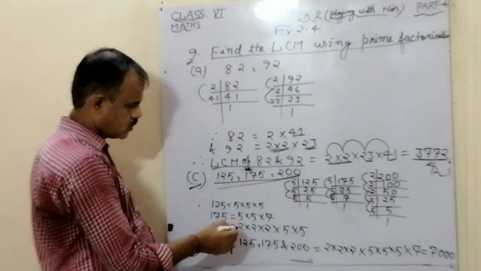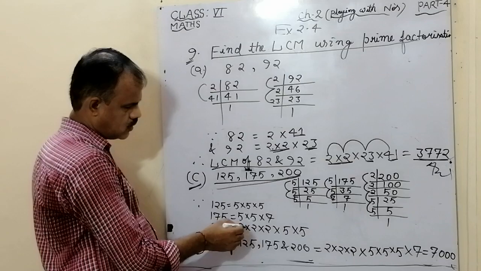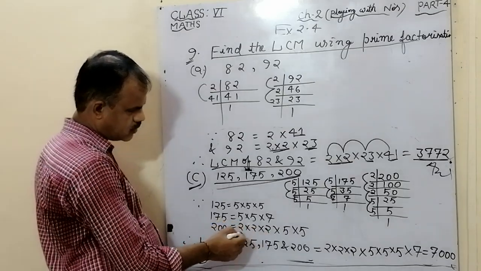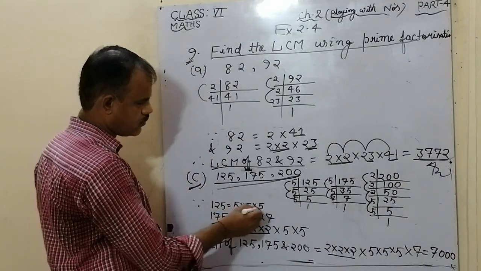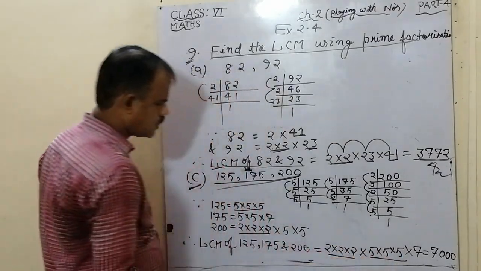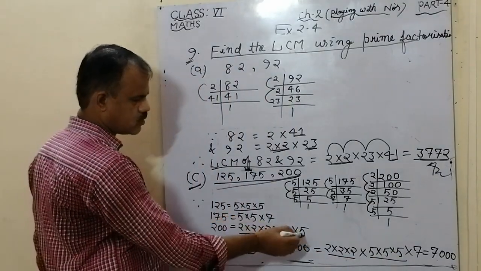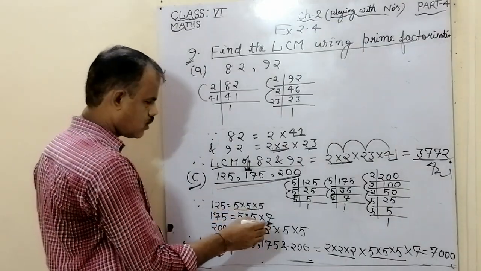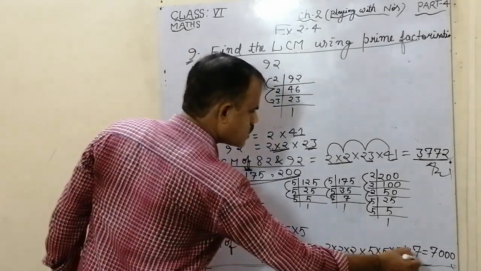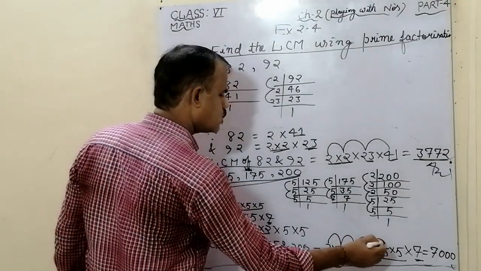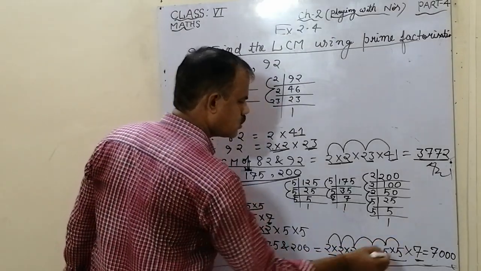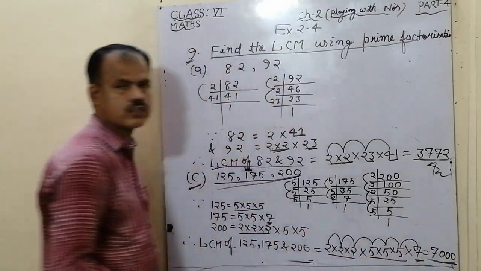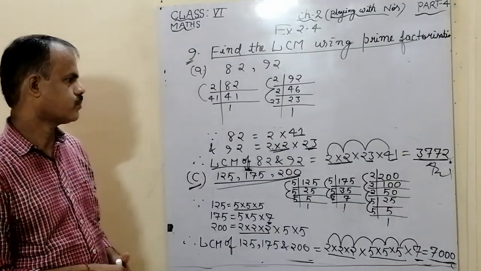Now see here, two factors: 1, 2, 3, three 2s are there, so we write three 2s. Next 5: the highest is three 5s, so we write three 5s multiplied. Here two 5s, here two 5s, here three 5s. Now 7 is single, so we write 7. Now 2 2s are 4, 4 2s are 8, 8 5s are 40, 40 5s are 200, 200 5s are 1000, 1000 7s are 7000. So 7000 is the final answer.